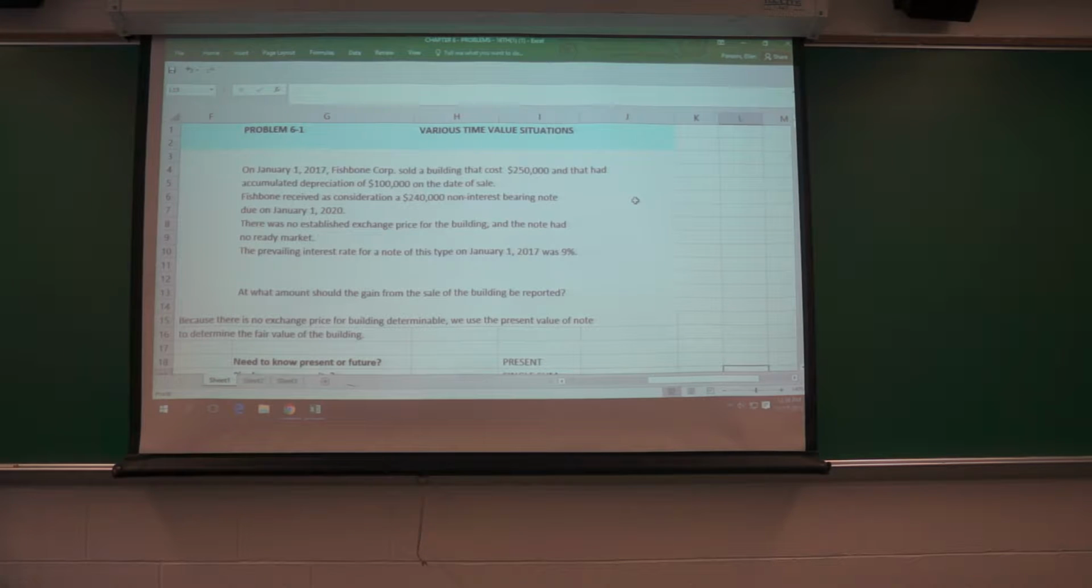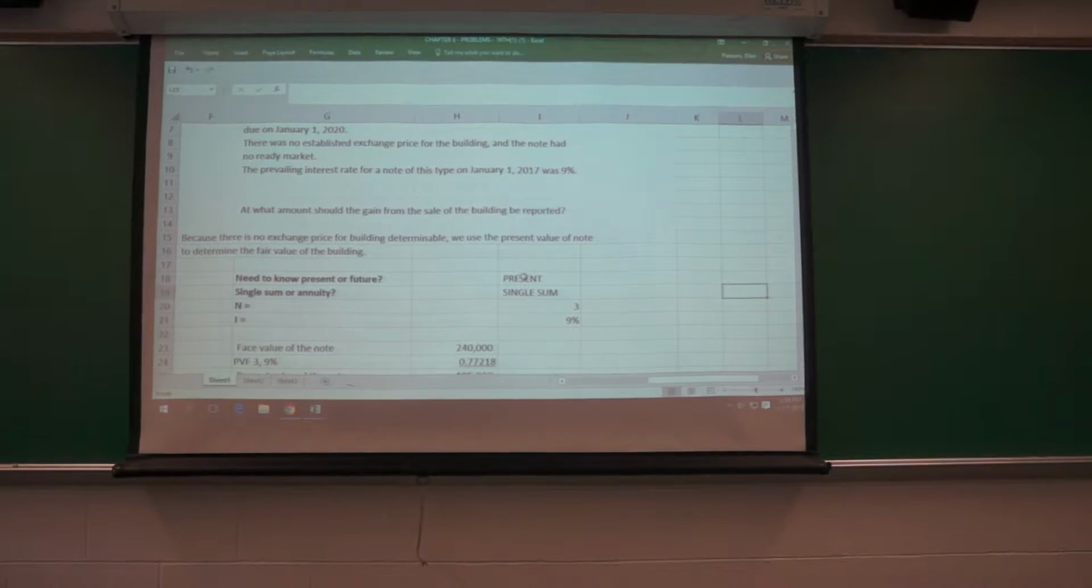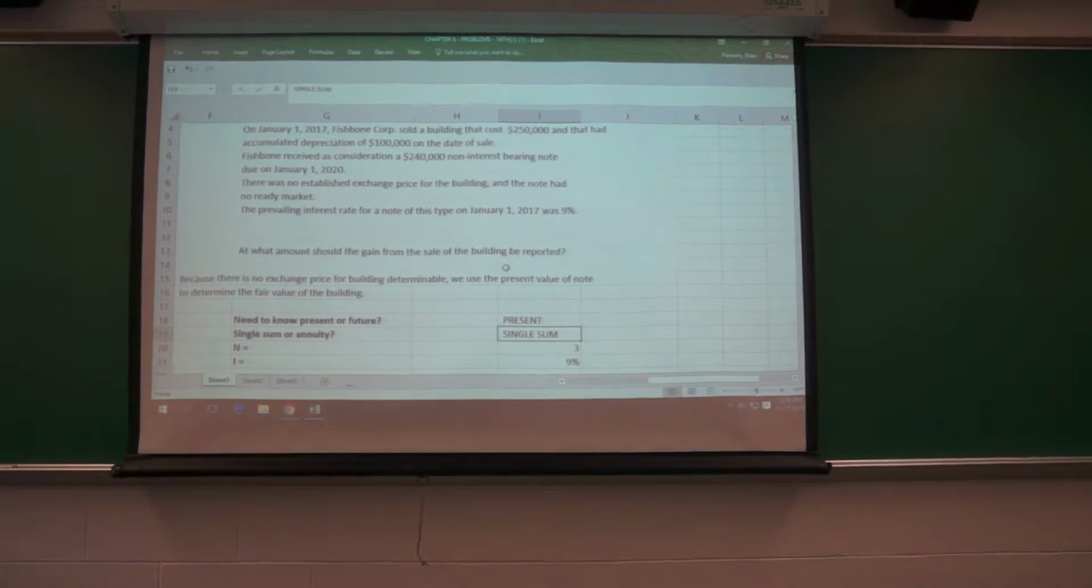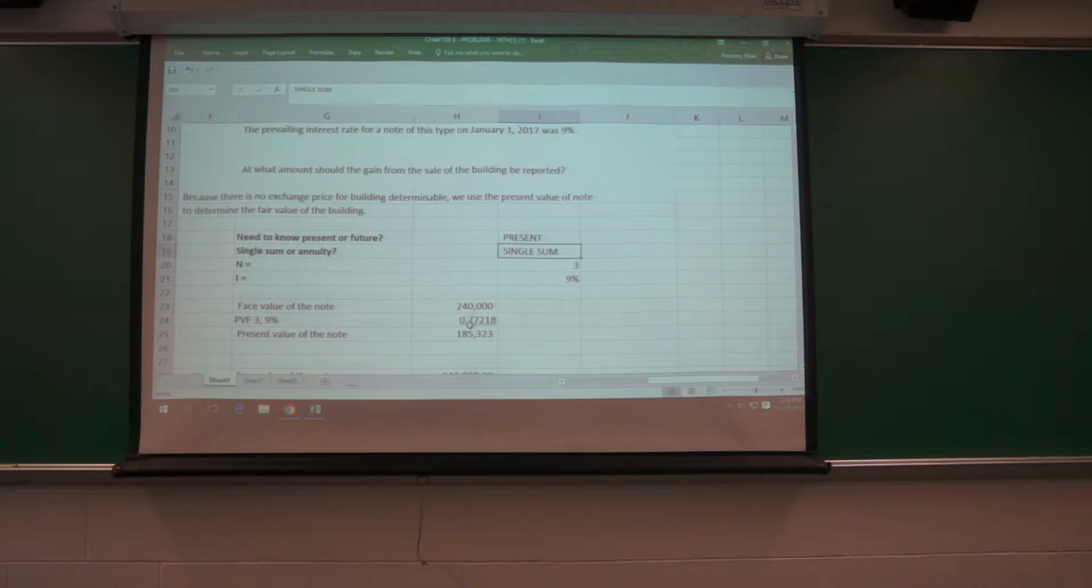So let's see how that works. There's no exchange price for the building, so we're going to use the present value of the note. So it's a present value we're looking for. It's a single sum, it's just one note. They say somewhere in here is 3 years, so it's 3 years out, and 9%. So we take the face value of the note, we look up the factor that's appropriate, and we get the present value of the note is $185,323.